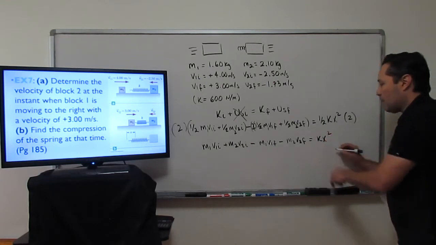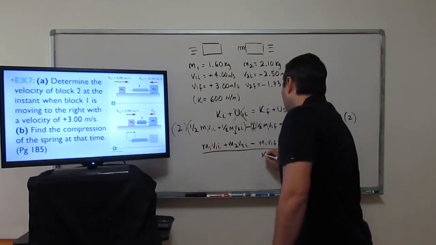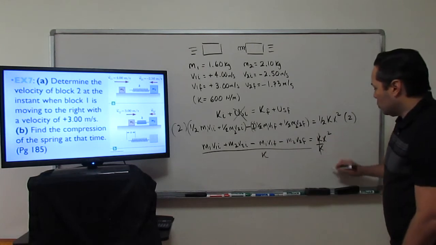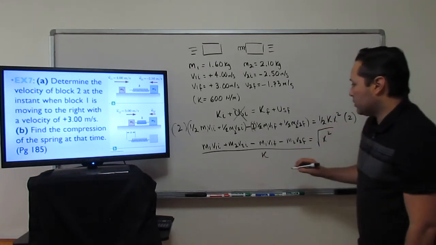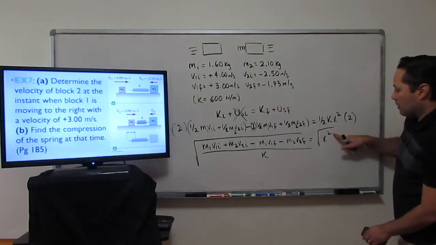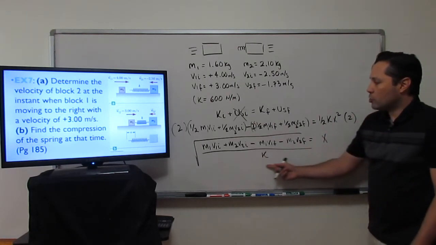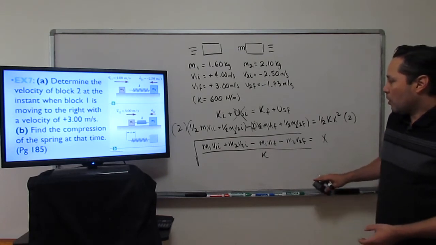Alright, now I'm going to divide by k on both sides, so I can get rid of it. And finally, I want to get rid of the square, so I'm going to do square root on both sides, and that's going to give me just x, which is the compression. So that's the formula we need to figure out the compression of the spring. Alright, now we have our formula.